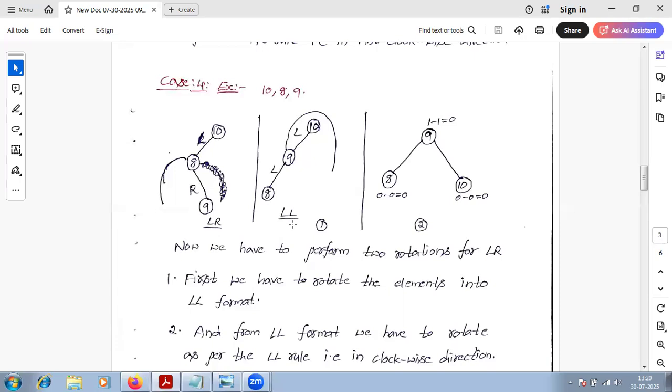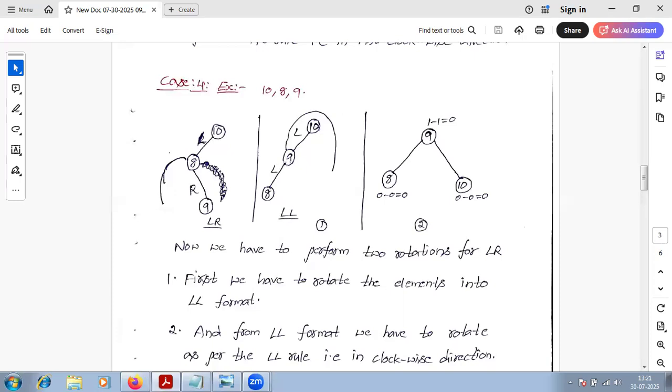Now how to rectify this LR problem: here also we have to do 2 rotations. We have to perform 2 rotations. First, we have to rotate the elements into LL format, taking from the 8. Now we have to rotate these 2 elements in the anti-clockwise direction, to make it an LL problem. Keep your thumb finger here and keep your showing finger here and rotate these elements. If you rotate these elements, see here, 8 came to the down and 9 came to the second place.